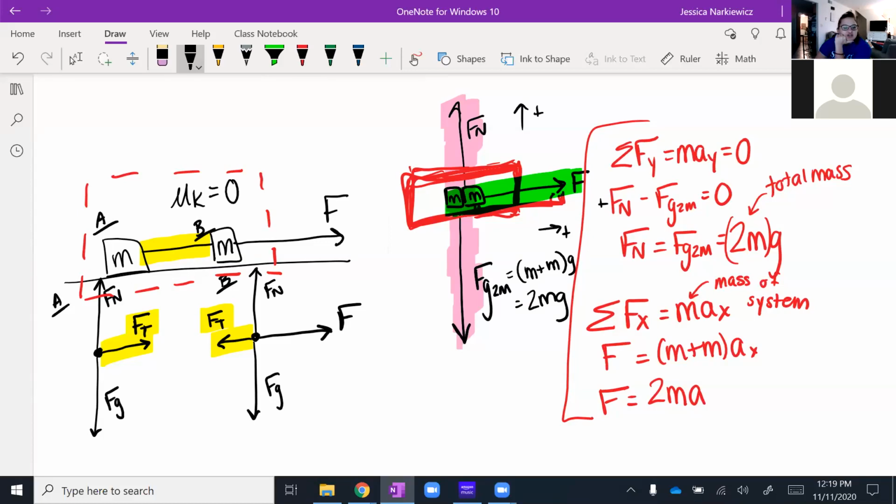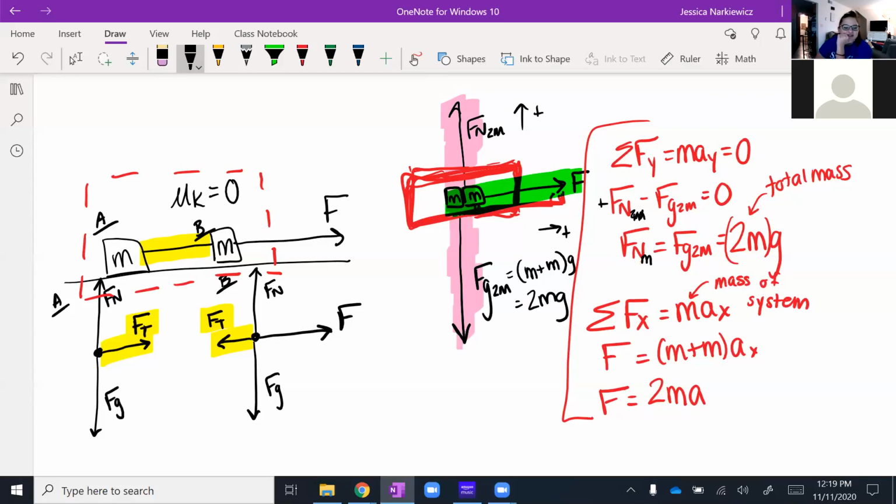Then I have a question. Why is the force of gravity 2m, but the normal force is not? The normal force, oh, like why didn't I label it 2m? Because I just forgot to label that 2m, but this would be the normal force for both 2m masses.